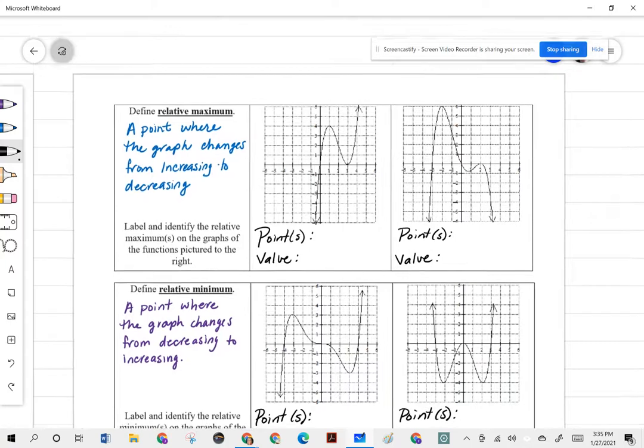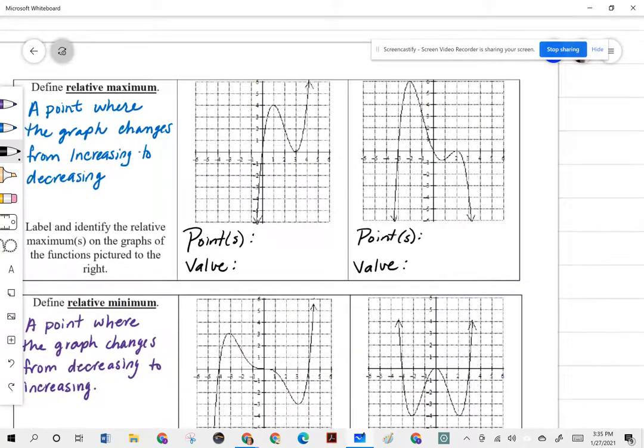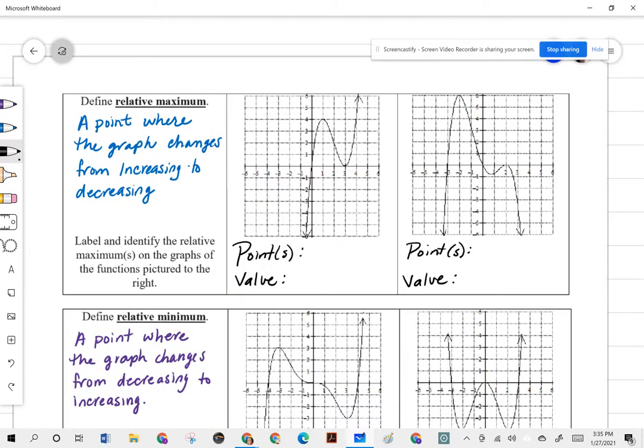Then we've got over here, let's go ahead and take a moment and define relative maximum. Another word for relative maximum you might see is local. So it's a local or relative maximum. It's just a point where the graph changes from increasing to decreasing. Locating that point, I'm going from increasing to decreasing right here, so that is going to be a relative maximum.